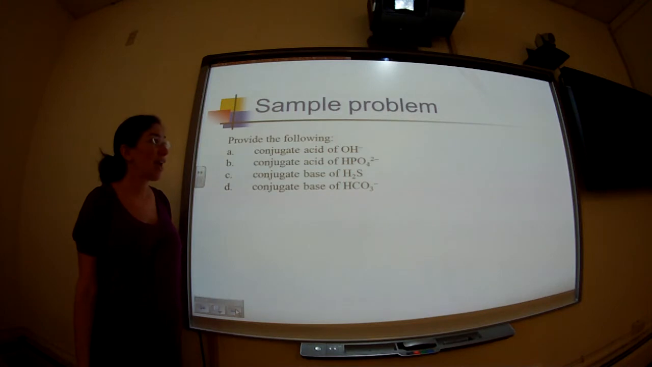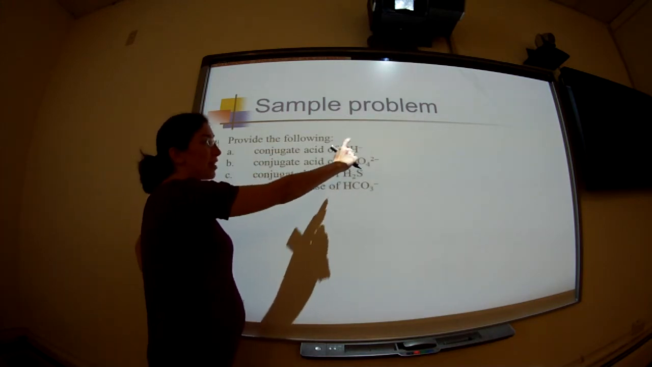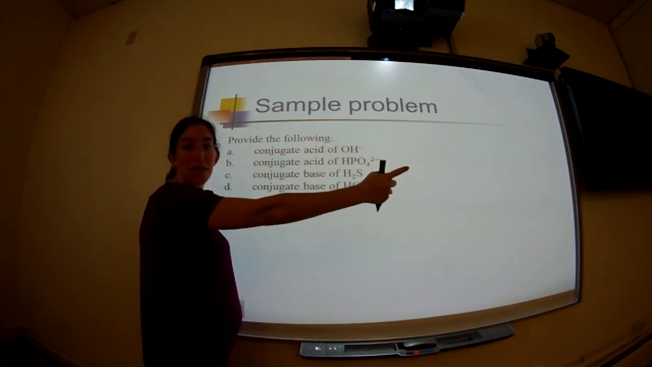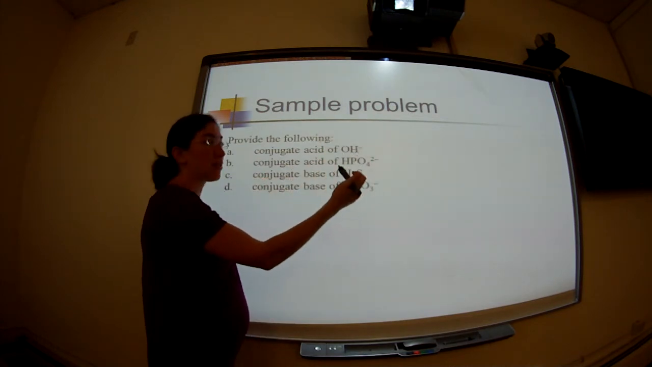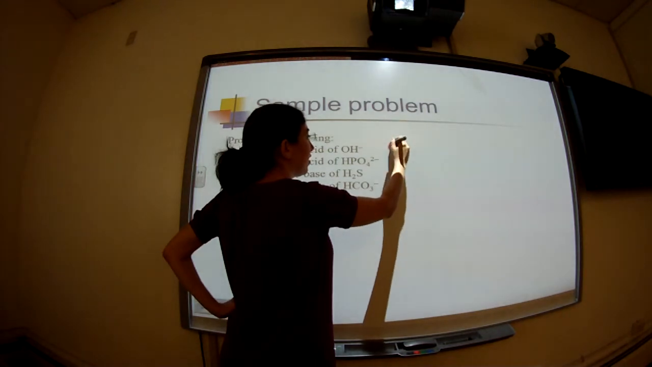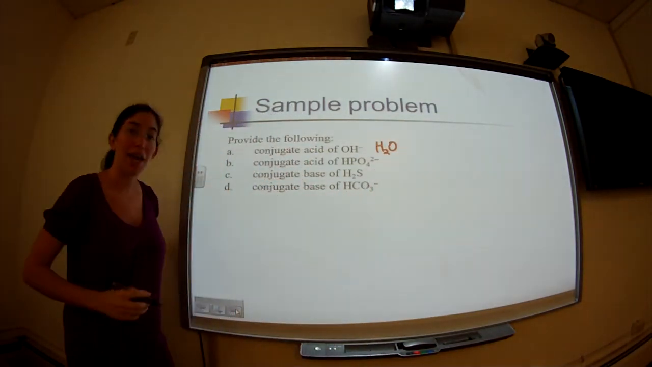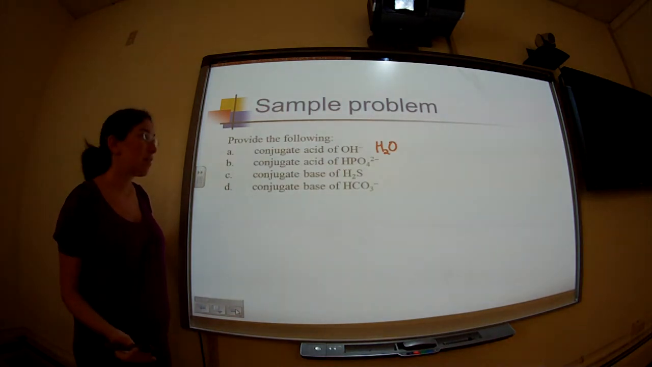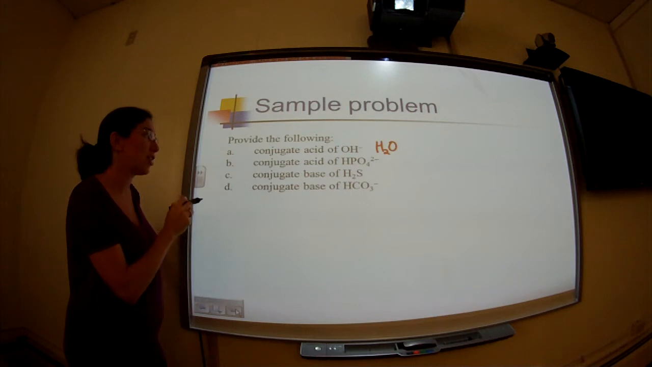Well, the conjugate acid is going to be the proton donor. So if this is the base, this is the proton acceptor. What is the conjugate acid? What is the proton donor version? The conjugate acid is going to be H2O. That's the proton donor version.